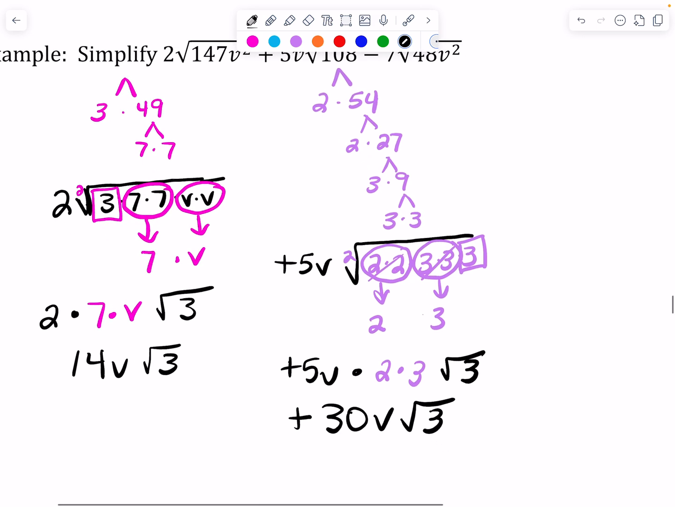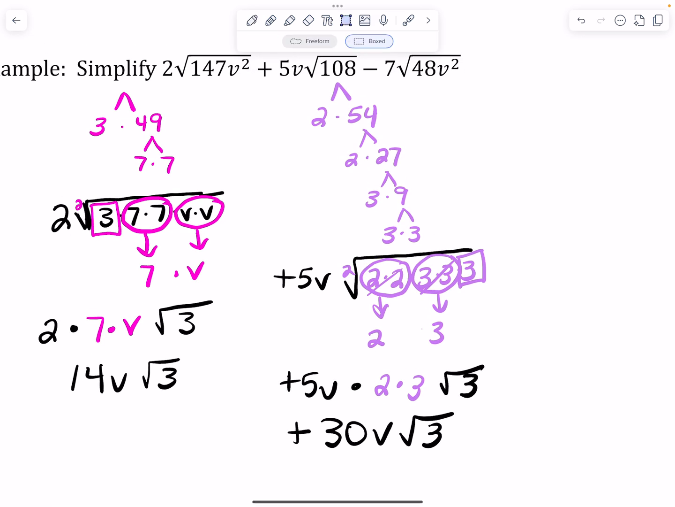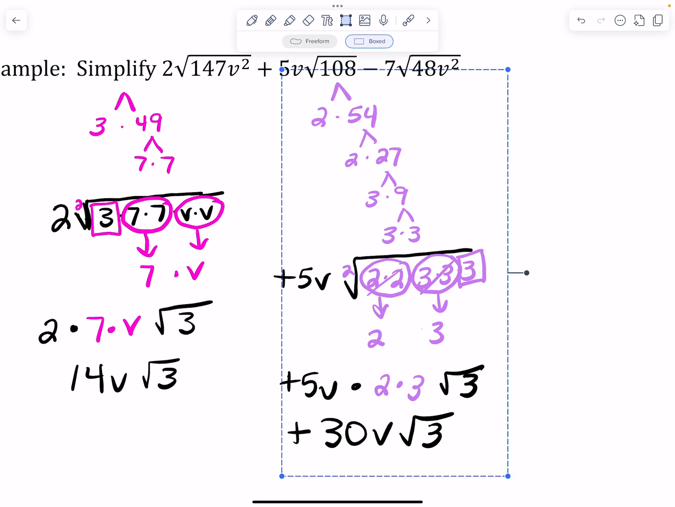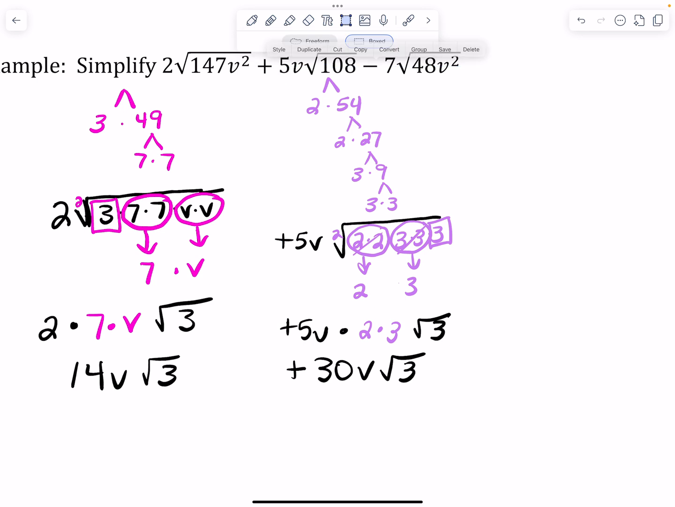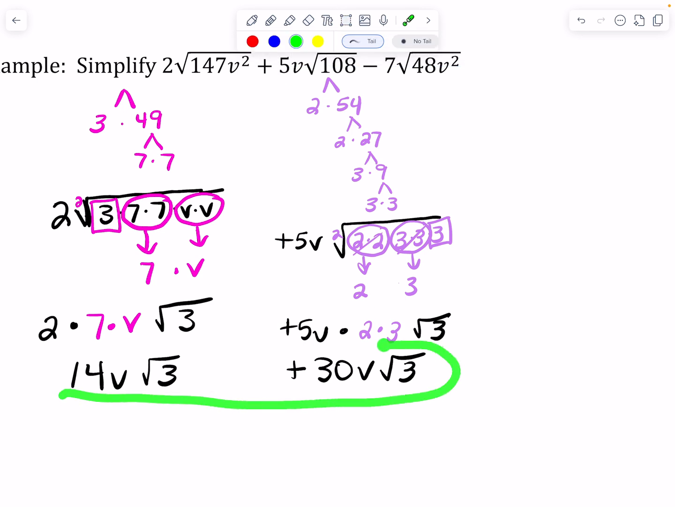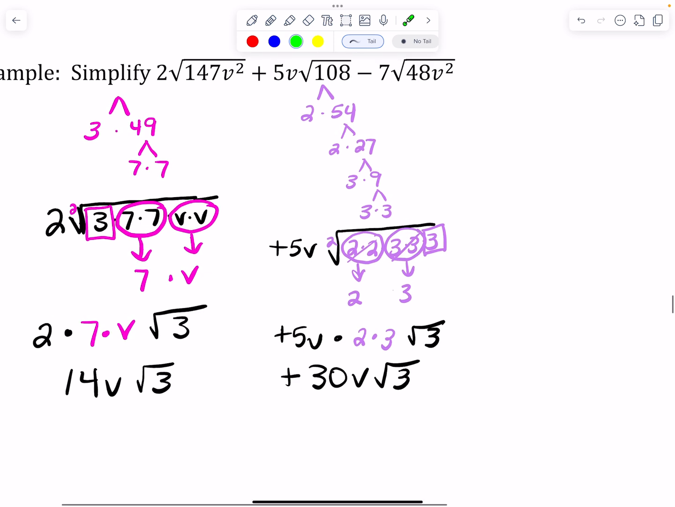Now, that took a little bit more space than the first one. So I'm going to shrink it down and we're going to line these up good. So now we have 14v root 3 plus 30v root 3. And we have to simplify this last radical on the end. So we're going to break that one down. 48 breaks down to be 2 times 24. 24 breaks down to be 6 times 4. And 6 breaks down to be 3 times 2 and 2 times 2.